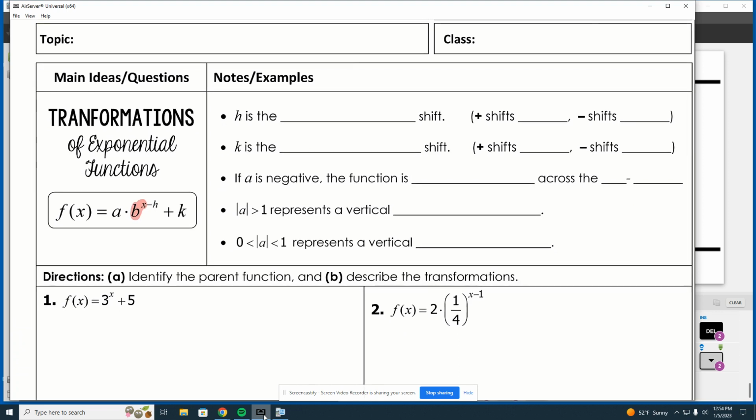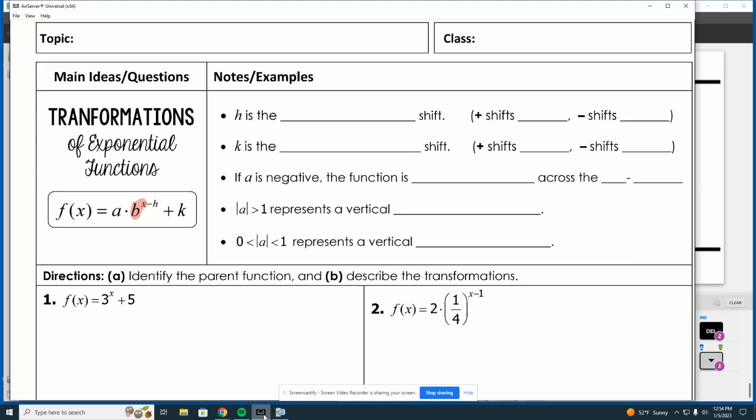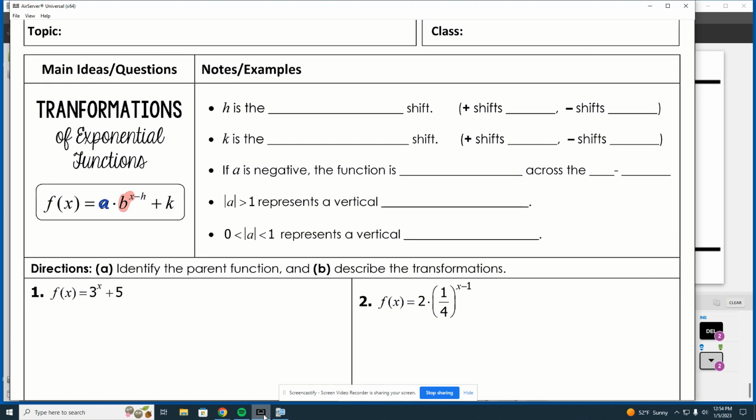So for example, sometimes you'll have an A out there being multiplied by it. And that A out there is two different types of transformations. One, if it's negative, what have we said that negative value out in front will cause to happen? A reflection. So if A is negative, it'll be reflected across the x-axis, like it has with every type of function we've done this year.